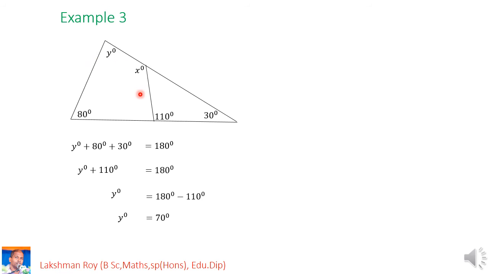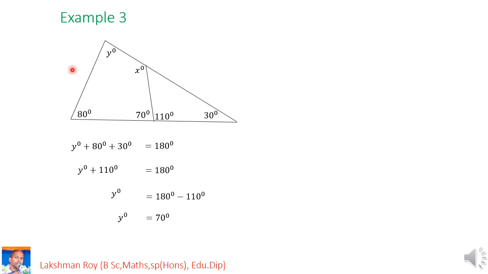Now you can see here, to find the x, students, we need to find this angle or this angle. So I'll consider this angle. How to find this angle? You can see this is a straight line, so the angle on a straight line is 180 degrees. This 110 degrees means this angle should be 70 degrees. Then this whole angle is 180 degrees.